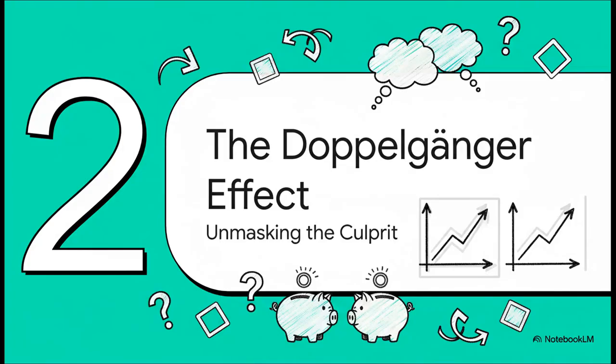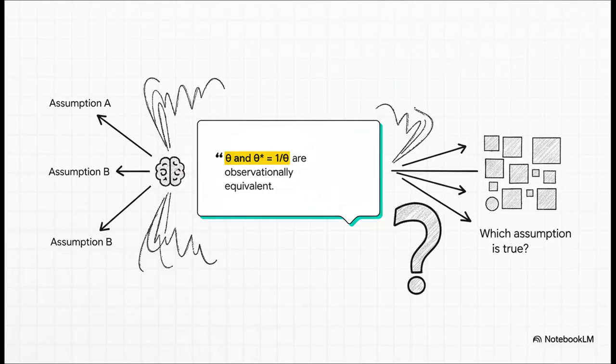So what on earth is causing these incredibly sophisticated models to act so bizarrely? Well, it turns out the problem isn't always that the models are broken. It's that they're seeing double. This leads us to a classic problem in economics. This quote right here gets to the absolute heart of the mystery. In certain economic models, you can have 2 totally different underlying assumptions. Let's call them theta and 1 over theta. And they can produce the exact same data that we see in the real world. The model looks at all the information and it literally can't tell which of the 2 assumptions is the true one. This is called observational equivalence.